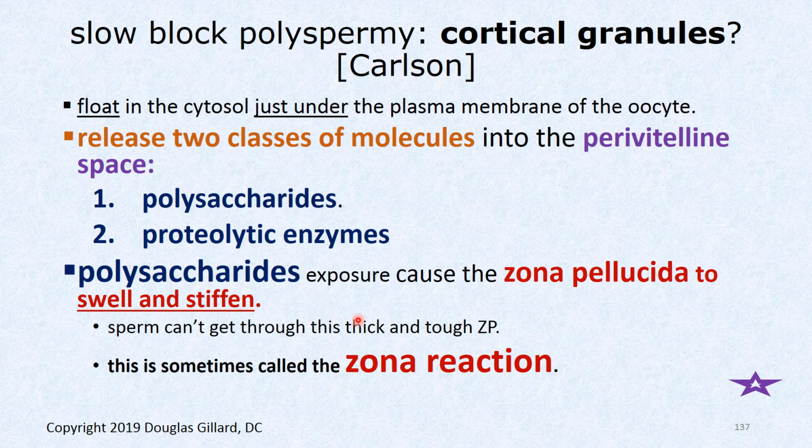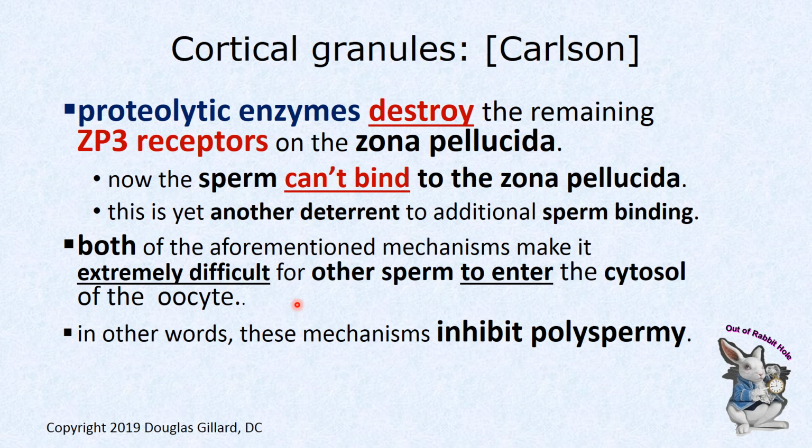So polysaccharides cause the zona pellucida to get stiff, and it's really hard for other sperm to get in. That's the zona reaction. What about the proteolytic enzymes? They destroy the remaining ZP3 receptors. So that's like the third or fourth one we've talked about that blocks other sperm from getting in. If you destroy the ZP3 receptors, you can't bind, obviously. So that's yet another mechanism. Right? So all of these mechanisms we talked about, including the membrane depolarization, they all inhibit polyspermy.